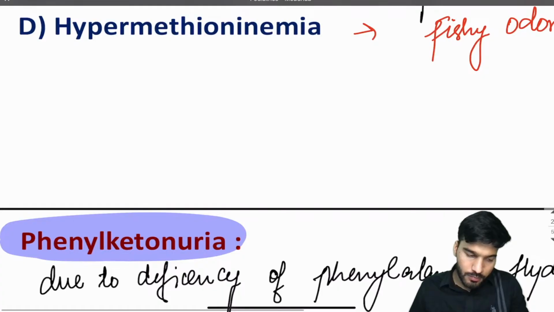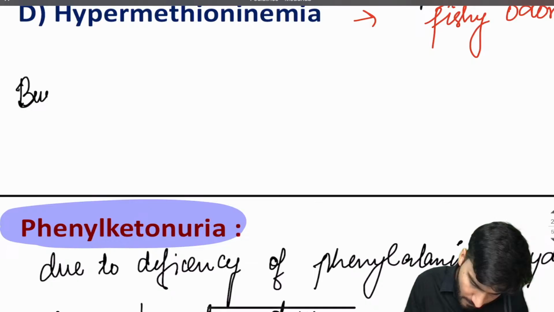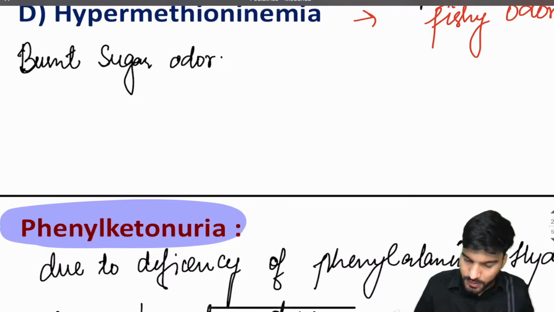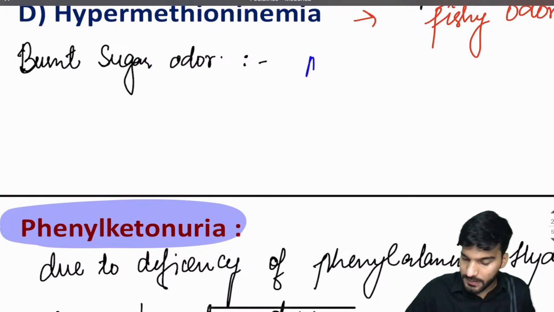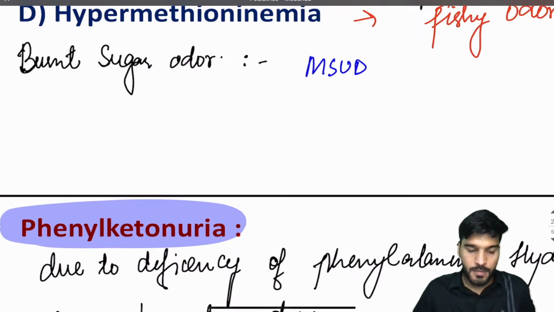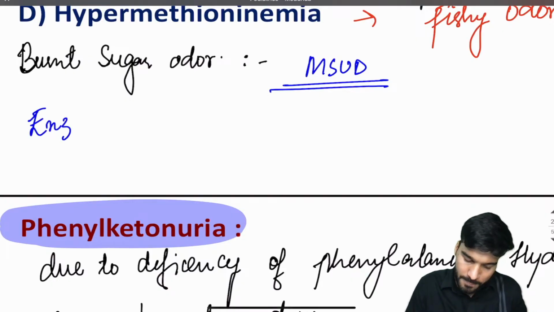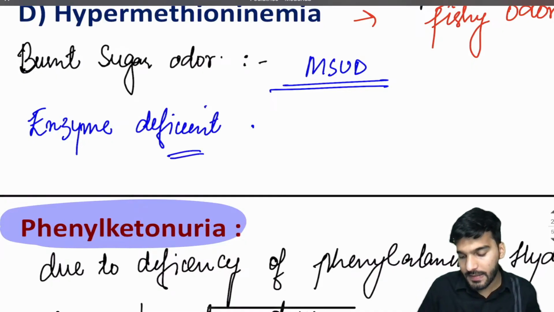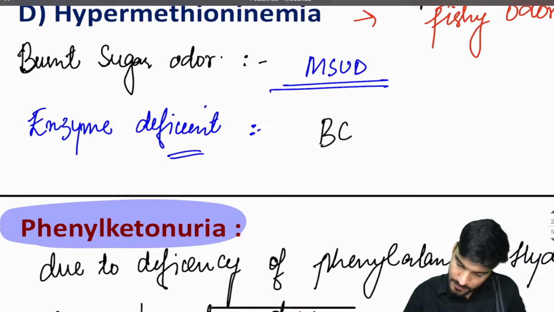Okay, further we have one more, guys, burnt sugar odor. Can you tell me in the comment section? Burnt sugar odor is classically seen in maple syrup urine disease. Okay, and what is the enzyme deficient? The enzyme deficient is branched chain alpha keto acid dehydrogenase.